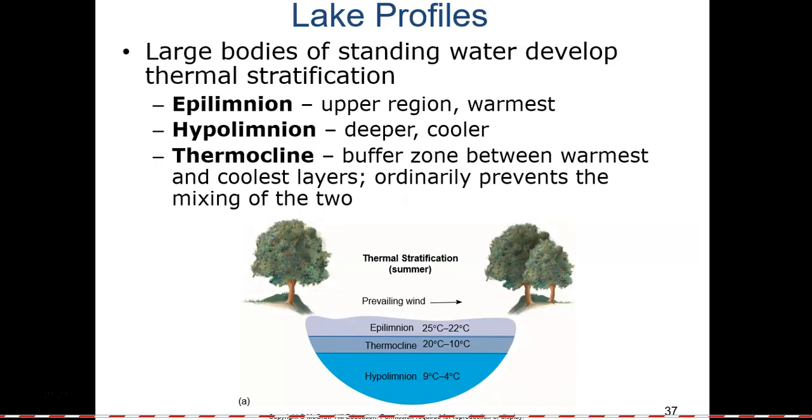When we talk about lakes, we also can talk about thermal or temperature stratification. So our three layers go in a particular order. We have the epilimnion, which is the upper region, and that's the warmest. As we go down, right after the epilimnion is the thermocline, and this is the buffer zone between the warm and cool layers, followed by the hypolimnion, which is the deepest and coolest layer. You can see that illustrated in the picture below. The epilimnion followed by the thermocline, and then the hypolimnion is the deepest, coolest layer.